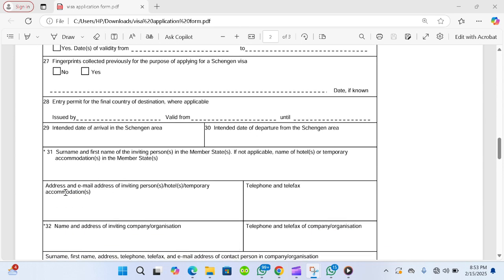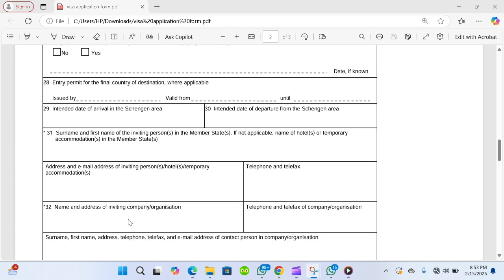And here, the address and email address of the inviting person, hotel, or temporary accommodation. You write the address and email of the person inviting you here, but if no one is inviting you, you write the address of the hotel or the accommodation you've booked. Here, telephone and telefax. So here you provide the phone number of the person inviting you, or the phone number of the hotel, or the landlord or owner of the accommodation where you've booked.